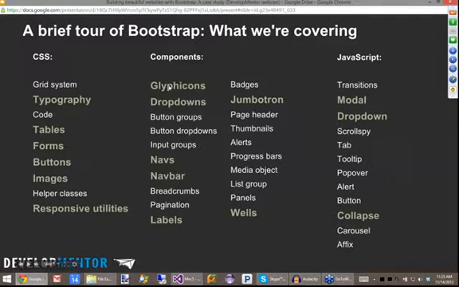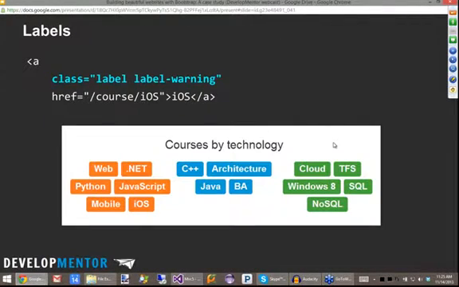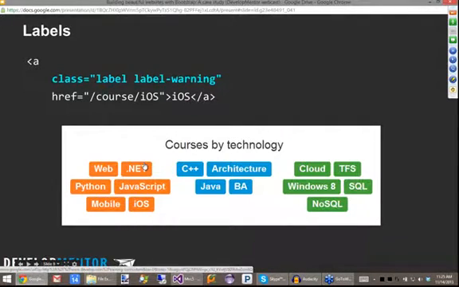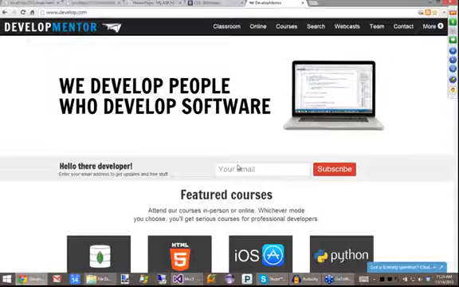I'll show you that. Glyph icons are basically the little icons and pictures we can use for representing icons on the site. Drop downs, nav bars, labels. There's a lot of good stuff in here. So let's go through it. First of all, you may have noticed on the front page that we have these really big, bold, rounded little pieces that say, these are our courses by technology. And each one of these, I'll give you guys these slides later if you want.